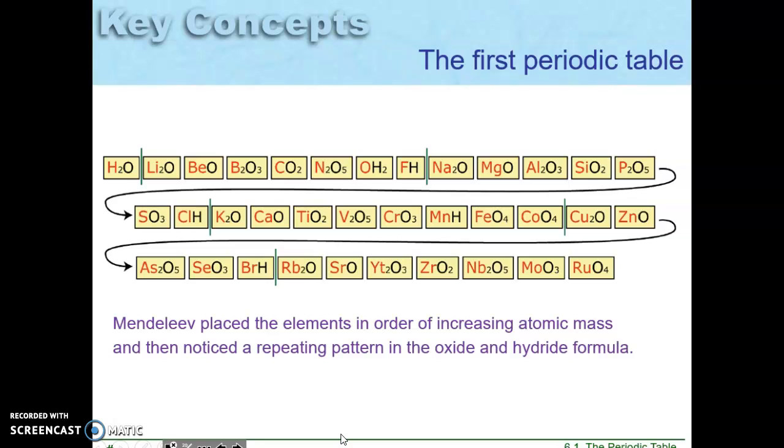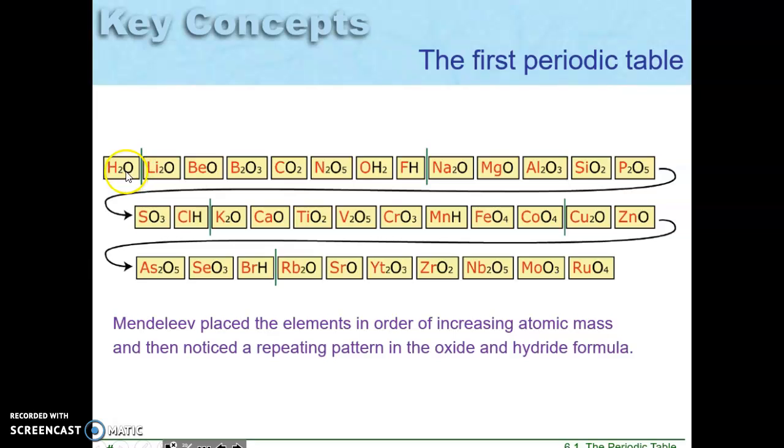And then we are going to talk about how this first periodic table was made. So Mendeleev got all of the elements known at the time and looked at their compounds, because a lot of those elements you didn't find in pure form, you found them in compounds, so he looked at them as oxides, and he realized that there was a pattern when you looked at their oxide formula.